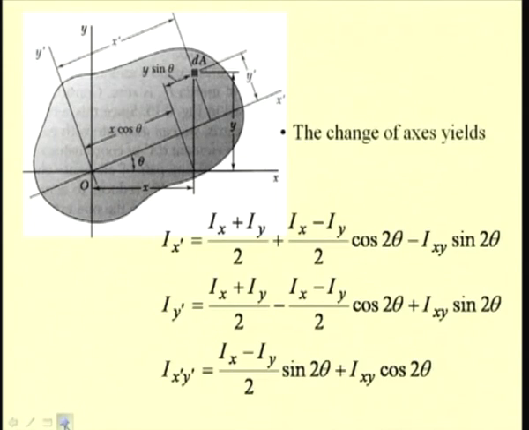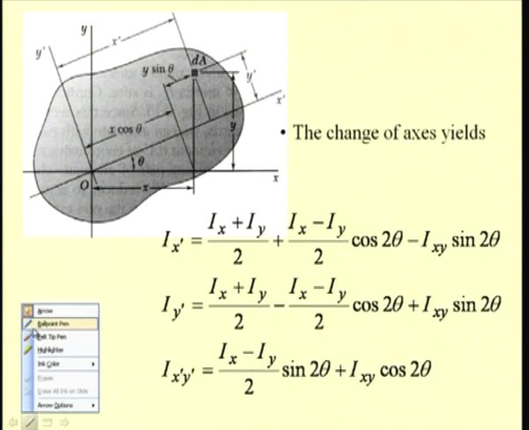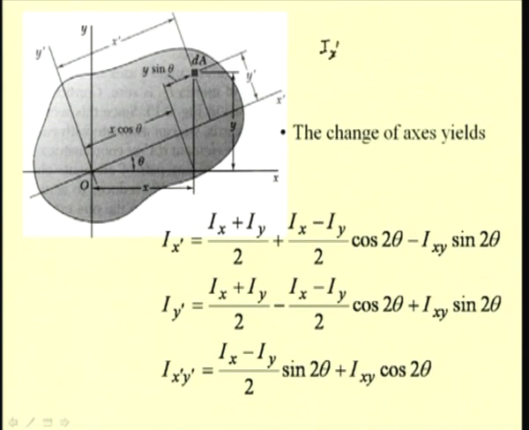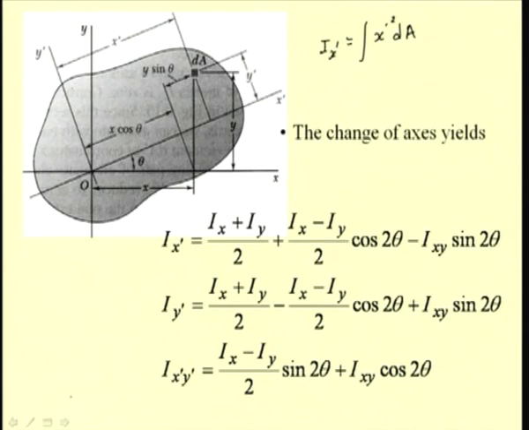So, if we substitute in the equations, that is for the equation of this I x prime, we have it as integral x prime square dA, and we substitute this value of x prime as x cos theta plus y sin theta, and if we simplify that, we get this expression. And same way, we can write the expression for I y prime and I x prime y prime.